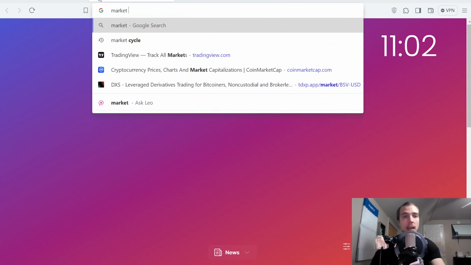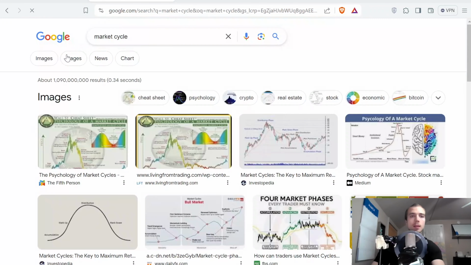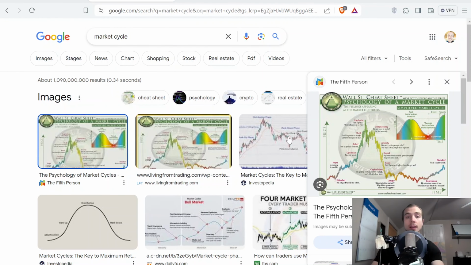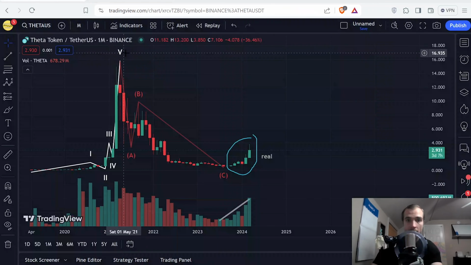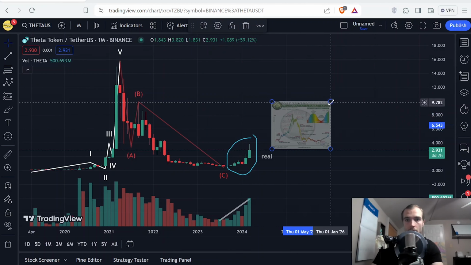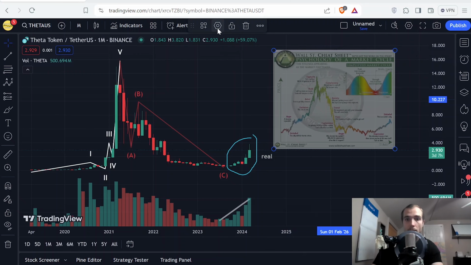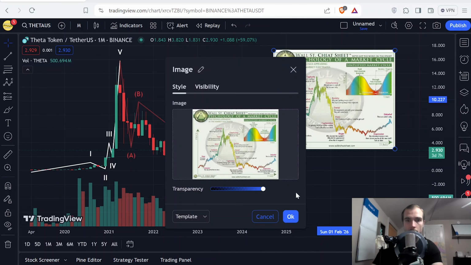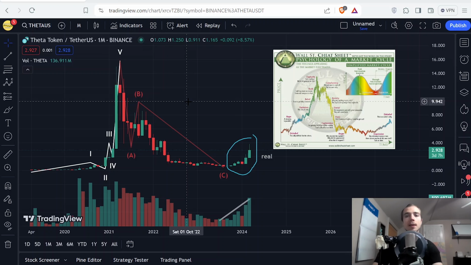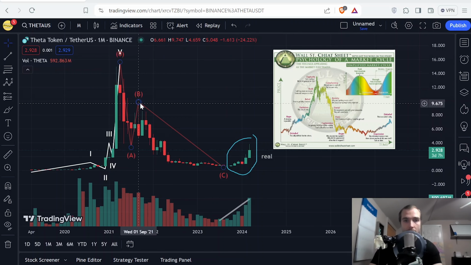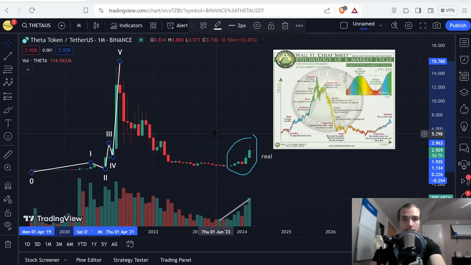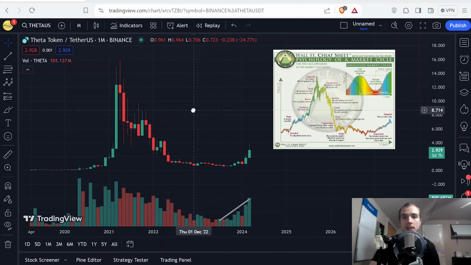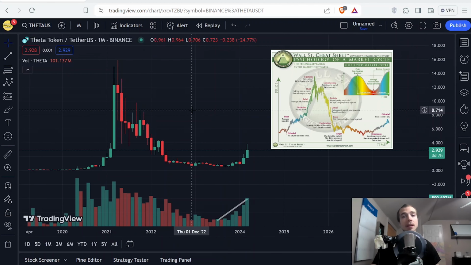Now we can take the market cycle chart and you'll see that Theta coin is a perfect spitting image of the human emotion that occurs inside of every single market cycle in human history. And we can demonstrate this by dropping the chart onto our screen here. Let's go ahead and remove our Elliott wave so it's easy to see the cycle. You can see the market cycle is a spitting image of the Wall Street cheat sheet, right?